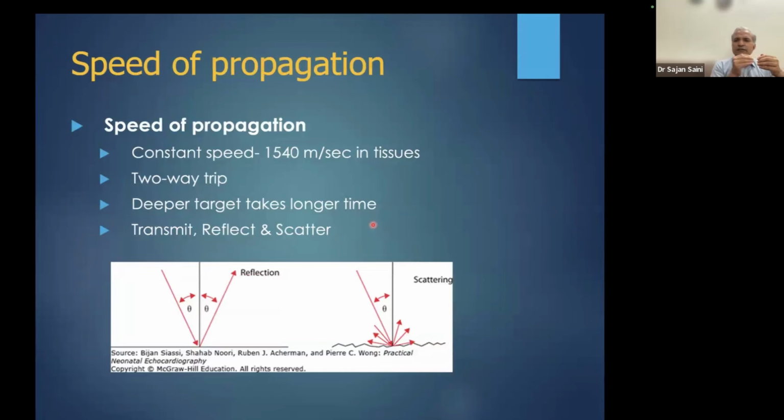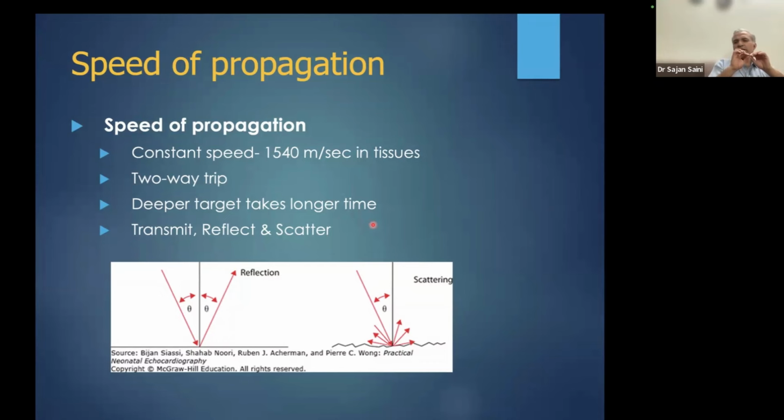The second thing is the properties of these ultrasound waves. They have a relatively constant speed. In body tissue, which is mostly solid or liquid, the speed of ultrasound waves is roughly 1500 to 1600 meters per second, depending upon how dense the tissues are. The more dense the tissues, the more the speed of ultrasound waves inside them.